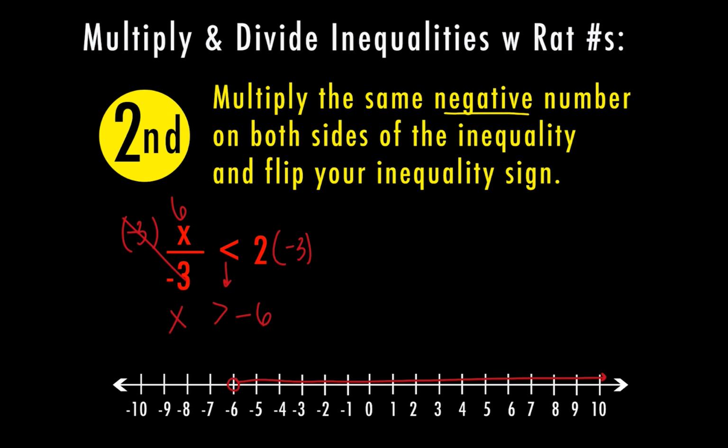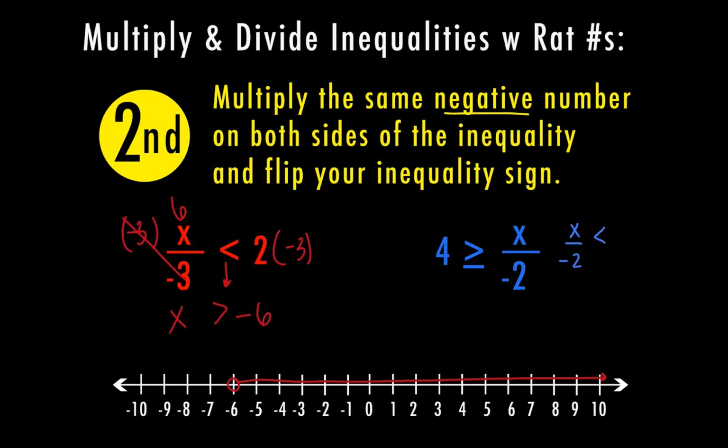Let's try another one. So now I have 4 is greater than or equal to x divided by negative 2. Now there's a couple of things here that I have to do because I want my x to be on the left side. So if I want my x to be on the left side, I'm going to go ahead and just rewrite this.